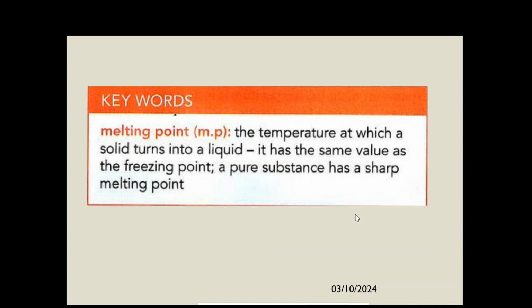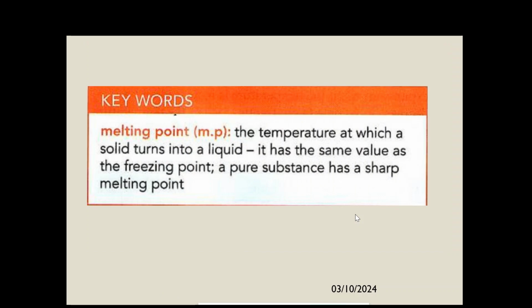The melting point is the temperature at which the solid turns into liquid. So it's the temperature of melting the solid into liquid, and it has the same value as the freezing point. If we consider water, because it's the standard example, the freezing point of water, the temperature at which water freezes into ice, is 0 degrees Celsius, and the temperature at which ice will start to melt is 0 too, and from 0 up the ice will be melted gradually.